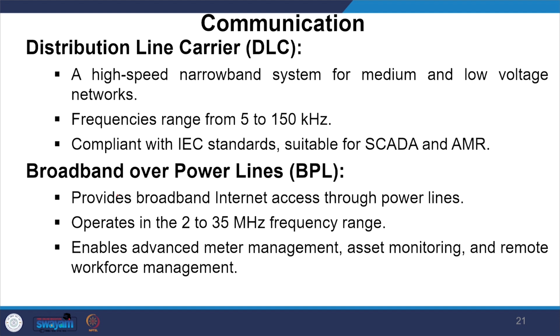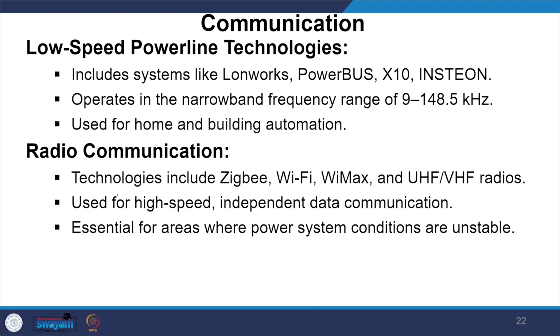Broadband over power lines, that is BPL, provides broadband internet access through power lines, operates in the 2 to 35 MHz frequency range, and enables advanced meter management, asset monitoring, and remote workforce management. Low speed power line technologies include systems like LonWorks and PowerBus, which operate in the narrowband frequency range, that is 9 to 148.5 kHz, used for home and building automation.